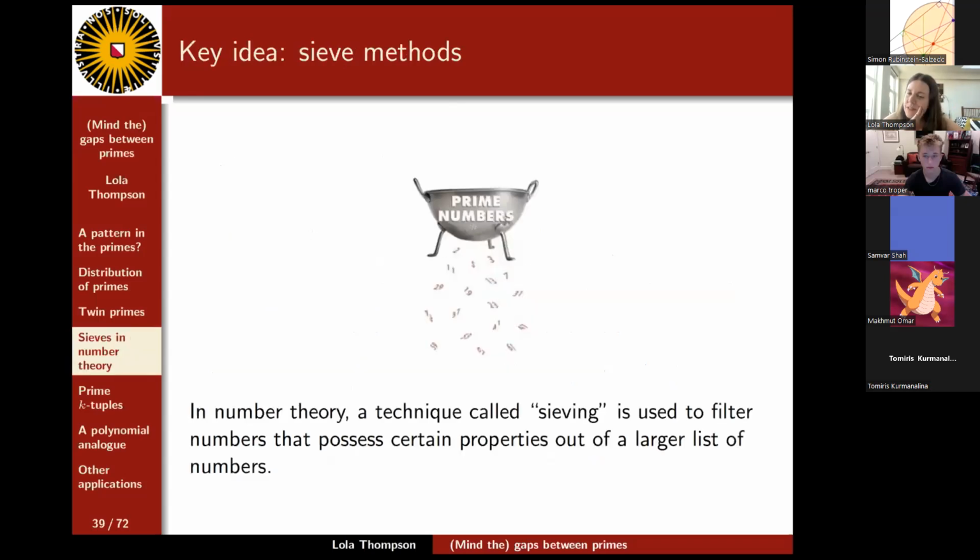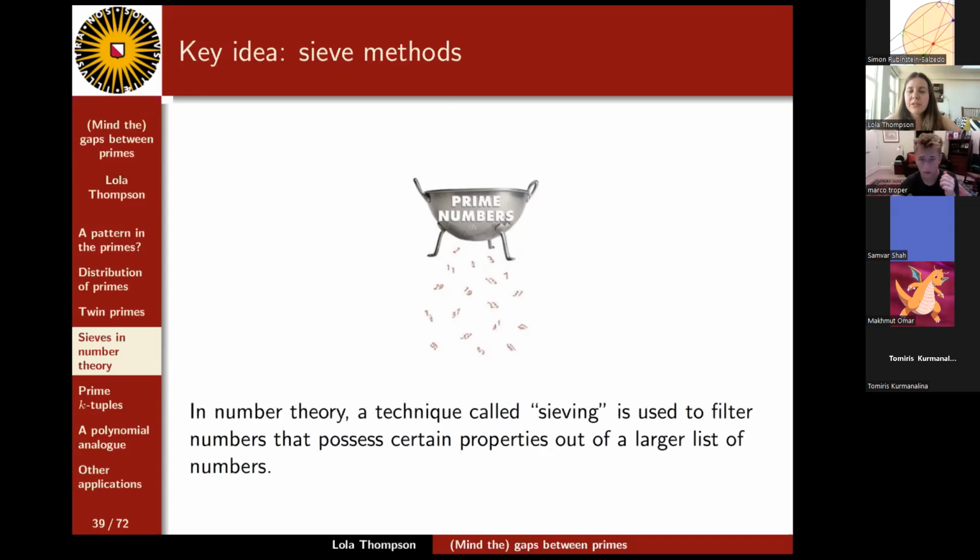So what I want to do in this talk, I'm not going to tell the whole proof that Zhang used, because it's way beyond the scope of this talk, and it would probably take me many hours. But what I want to do is tell you about one of the key techniques used in his paper. In number theory, there's a method called sieving, which is used to filter out numbers that have certain properties that we like from a larger list of numbers. You can think about it like when you're making pasta and you have sauce and pasta in a pan, and you pour it into a colander and shake it around and all the water goes out and you're just left with the pasta.